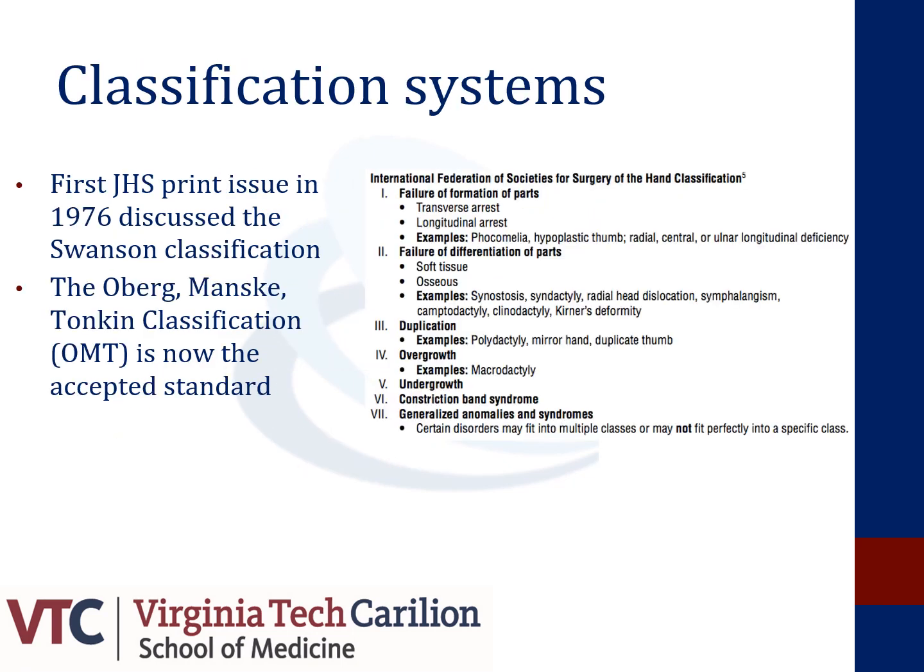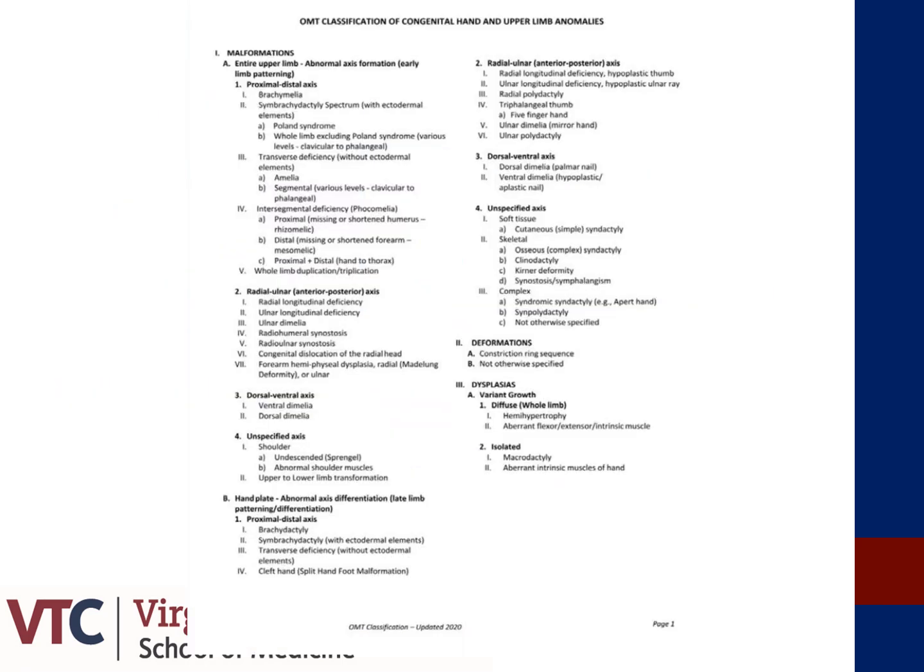There have been several classification systems proposed, including that by Swanson in 1976, which was published in the Journal of Hand Surgery at that time, that separated abnormalities by failure of formation, differentiation, duplication, overgrowth, undergrowth, etc. Now the more accepted standard is the Oberg, Manske, and Tonkin classification, as demonstrated here.